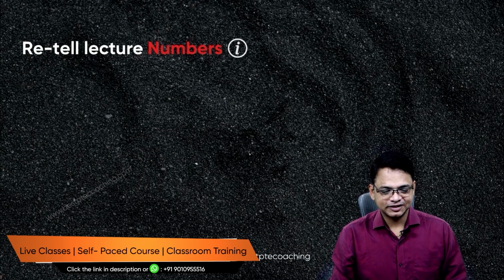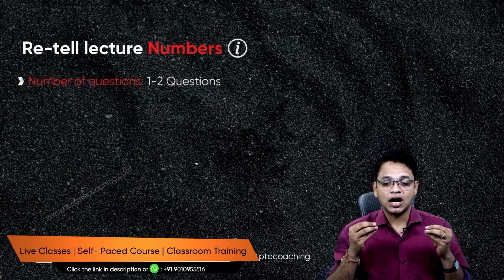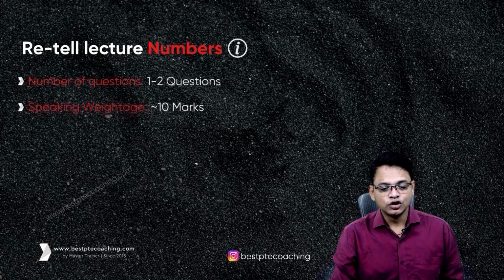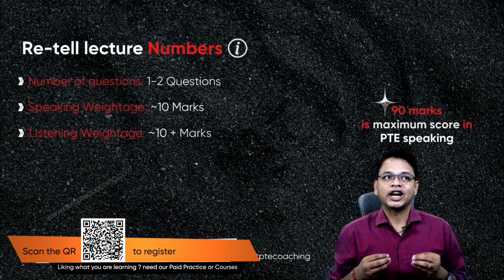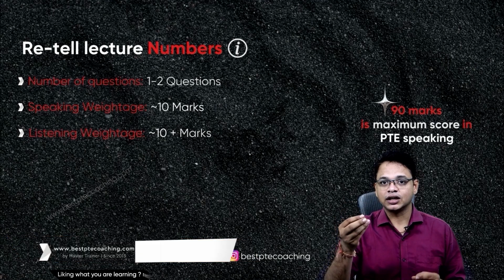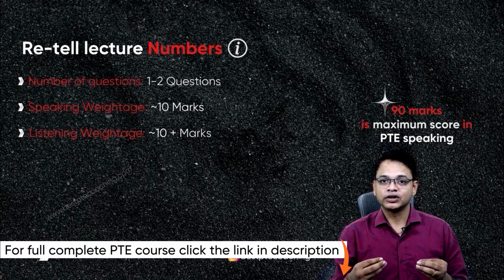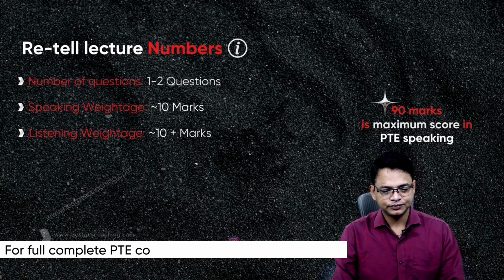Retell Lecture numbers. In the real test, you get either 1 question from Retell Lecture or 2 questions from Retell Lecture. Either 1 or 2 questions you will receive. So when you answer these 1 or 2 questions perfectly, you get a score of 10 plus marks in speaking and 10 plus marks in listening, right? The maximum score anybody can achieve in speaking is 90 marks and listening is 90 marks. So in that 90, the contribution of Retell Lecture is close to 10 marks. For the listening 90, the contribution of Retell Lecture is again close to 10 marks.